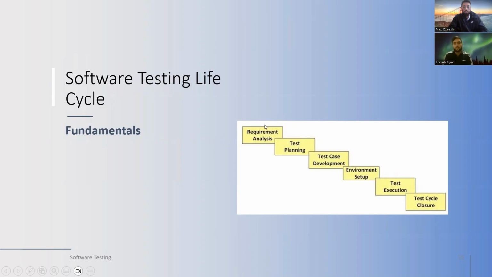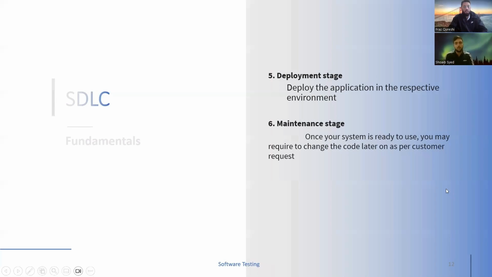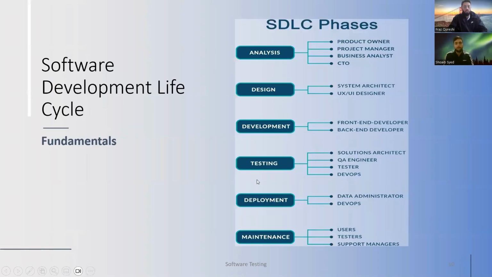So after one stage, you go into the next stage, and then the next stage, and then the next stage. Now, the problem with this is, for example, you started testing, and it took 3 or 4 months to get all these things done.